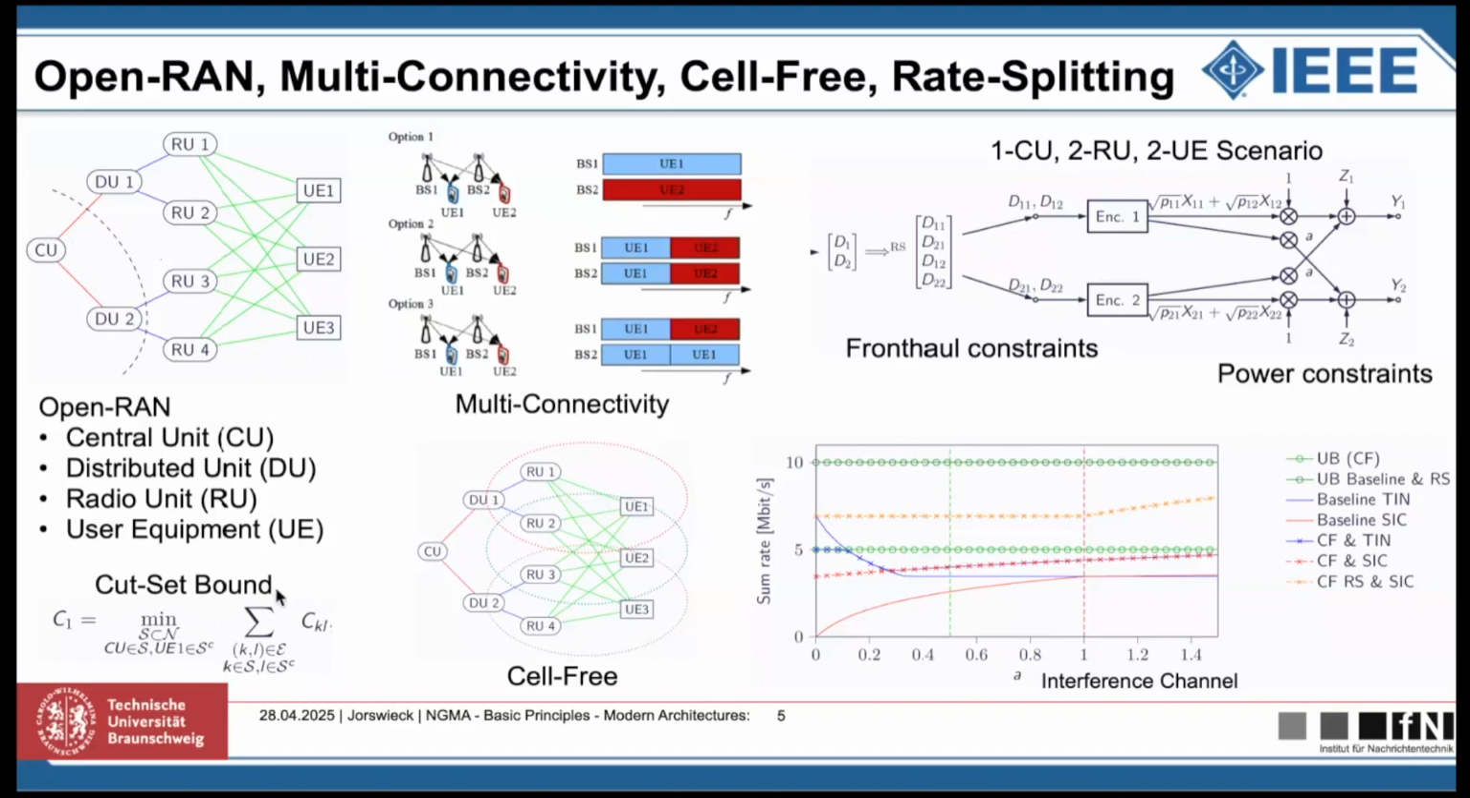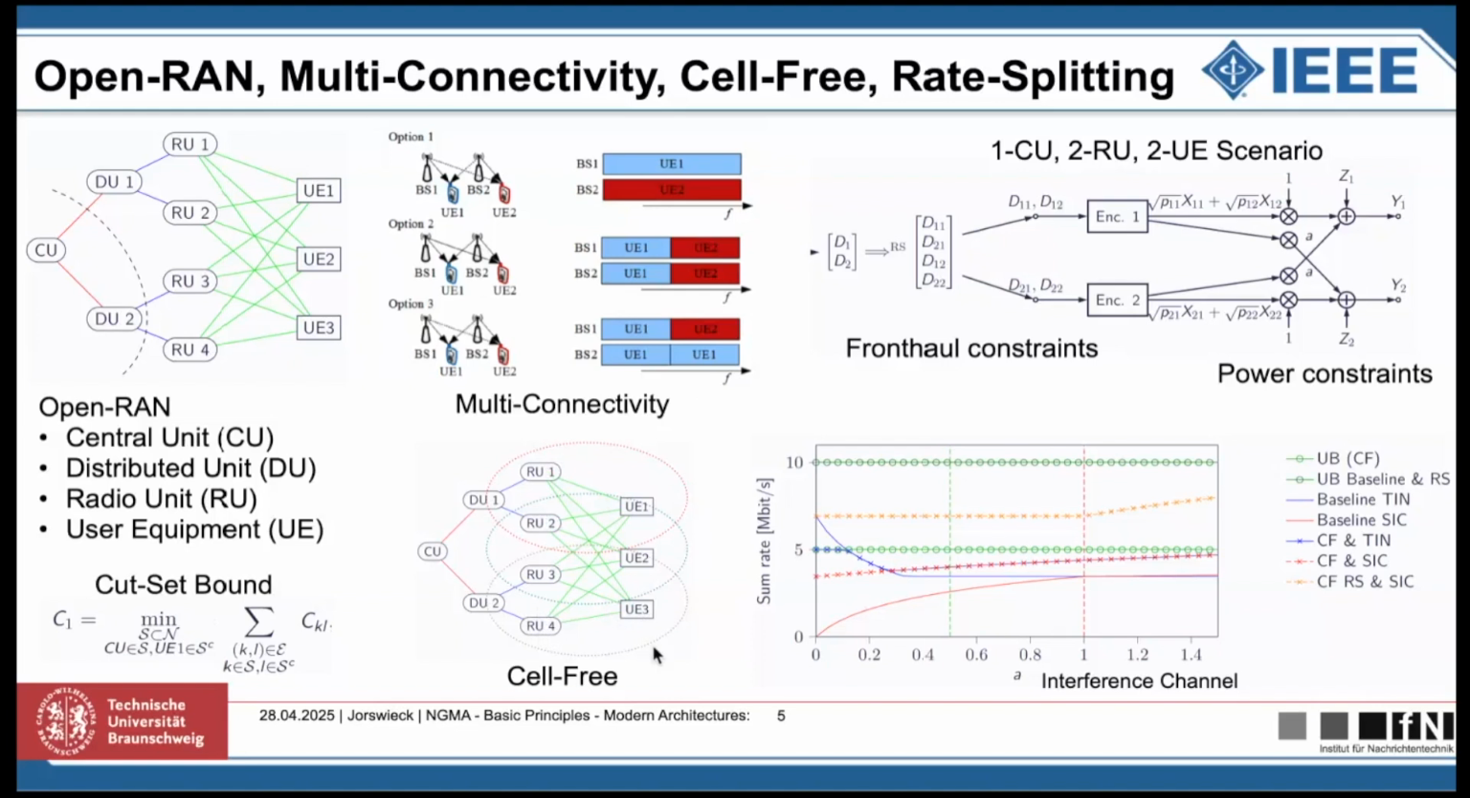And what tool can we use to characterize these systems? To obtain an upper bound, we can use the cut-set bound, which is a tool from network information theory as well. Now, there are schemes called multi-connectivity, which was standardized in 4G as dual connectivity and in 5G as multi-connectivity, and a very recent development is the so-called cell-free architecture, where one user terminal is served by multiple radio units.